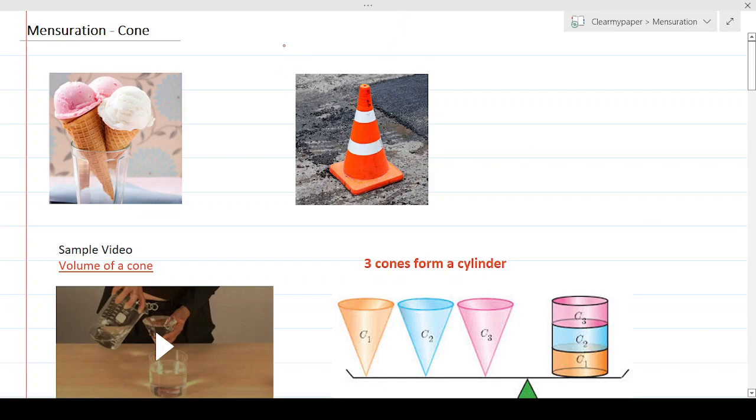So let's talk about another 3D object called a cone, another topic of mensuration. And cone, pretty much everyone has seen it, and at least they like this format of cone, which is ice cream, which everyone loves. Another format is this, just as some of the examples. So let's try to see in this topic how to calculate or how to measure the volume of a cone.